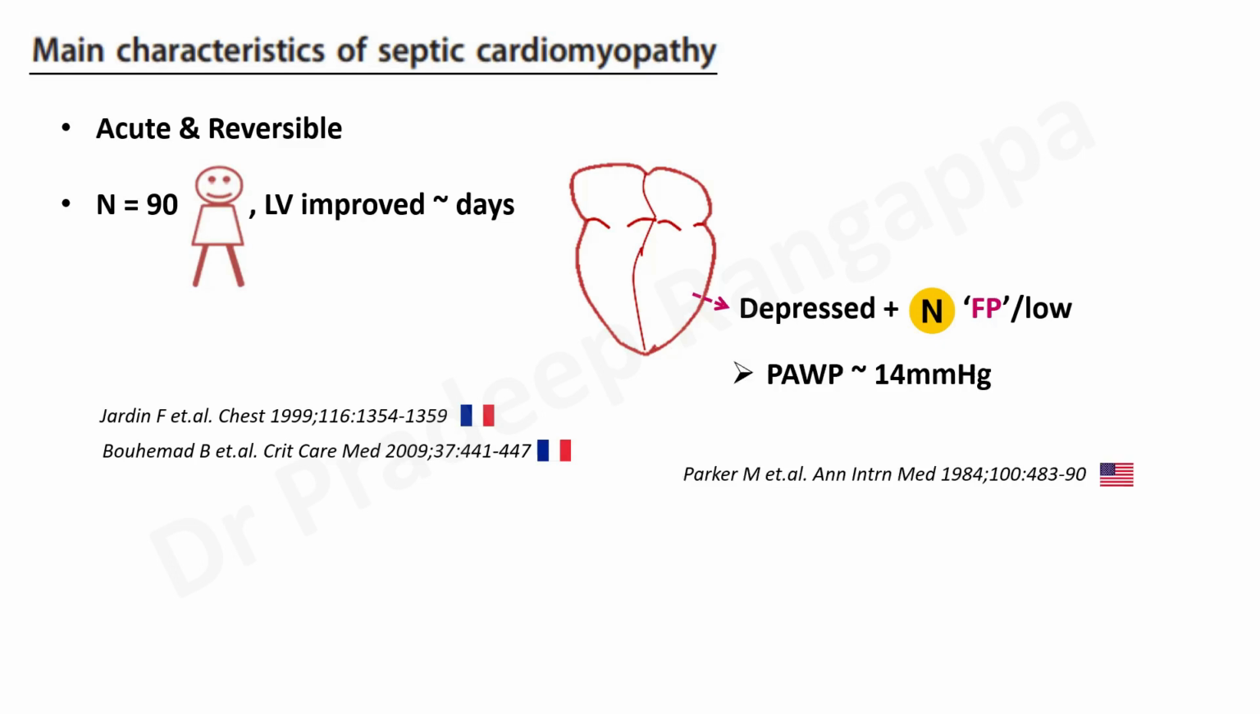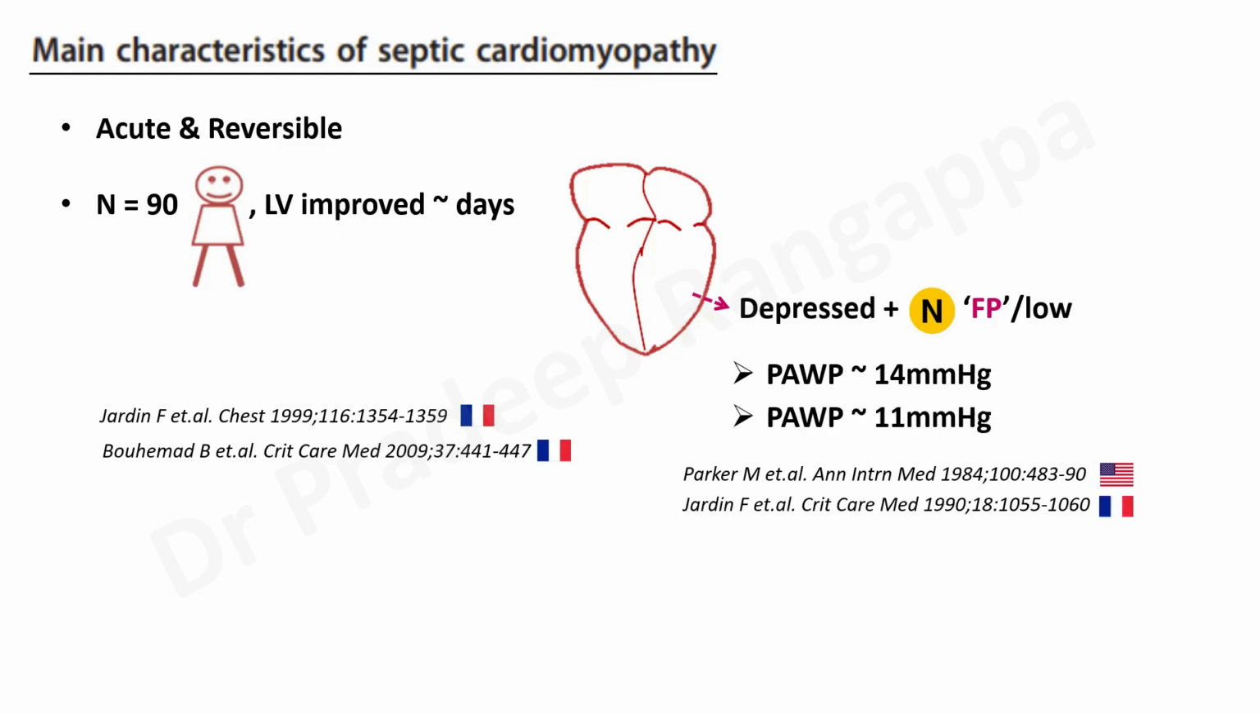So these were the two studies where they showed the pulmonary artery wedge pressure, which reflects the LV filling pressure. Now we can easily assess the pulmonary artery wedge pressure or the left atrial pressure with echocardiogram. When they used the pulmonary artery catheter, the pulmonary artery wedge pressure was 14, which was not very high in patients with septic cardiomyopathy.